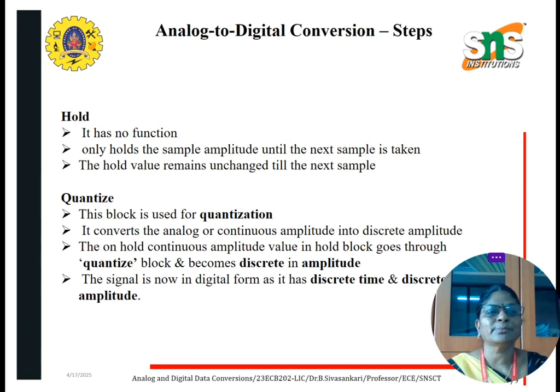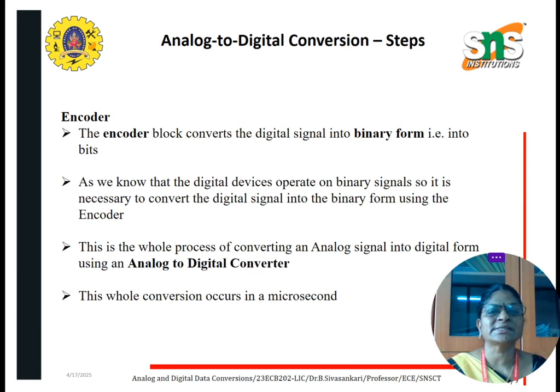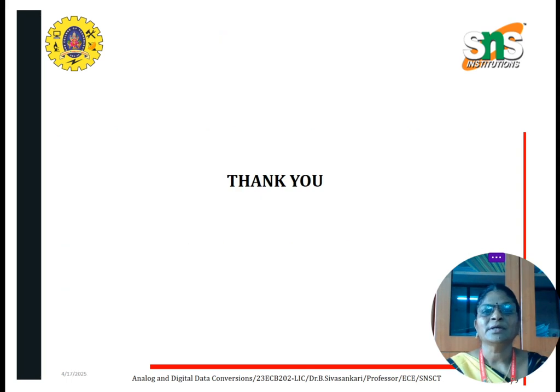The last block is the encoder, which converts the digital signal into binary form, that is, into bits. We know very well what a bit and a byte are. 8 bits form a byte, and bytes are stored in flip-flops and registers. As we know, digital devices operate on binary signals, so it is necessary to convert the digital signal into binary form using the encoder. This is the whole process of converting an analog signal into digital form.